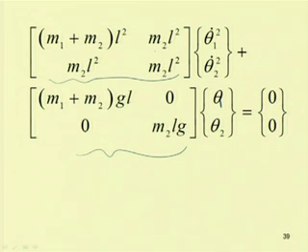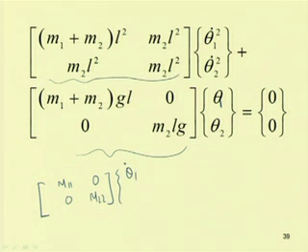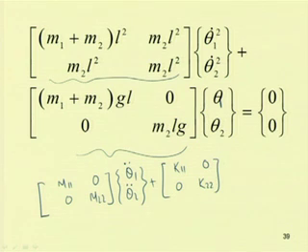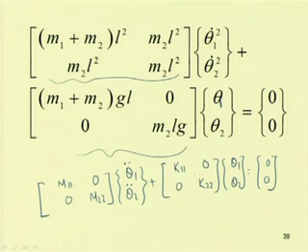The advantage of taking an uncoupled equation is that if this equation can be written in this uncoupled form, then one can write it this way: M11, 0, 0, M22 times theta 1 double dot, theta 2 double dot, plus K11, 0, 0, K22 times theta 1, theta 2, equal to 0, 0. So, in this case one can have two uncoupled equations.